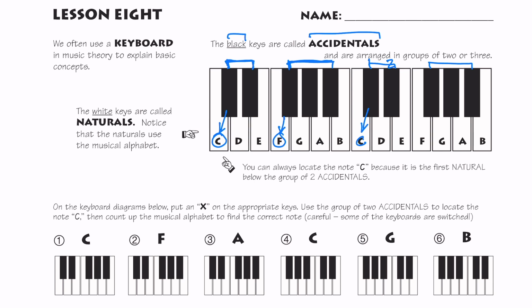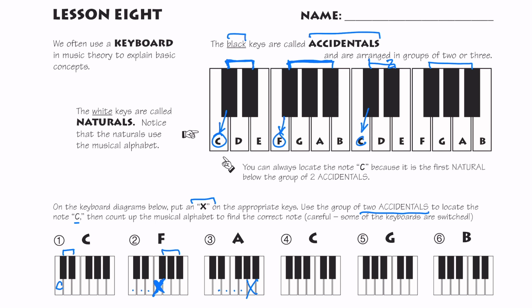All right, so on the keyboard diagrams below here, we're going to draw an X on the appropriate keys, okay? You're going to use the group of 2 accidentals to locate the C, then use your musical alphabet to count up or down, whichever. So C is always going to be this group of 2 accidentals right there. That's pretty simple. Now, I can count up from C and go C, D, E, F, okay? I can draw my X right there on the F, or I could use my 3 accidentals and use that as finding my F home key. All right, C, D, E, F, G, A is right there.